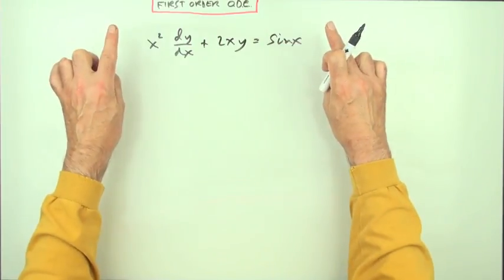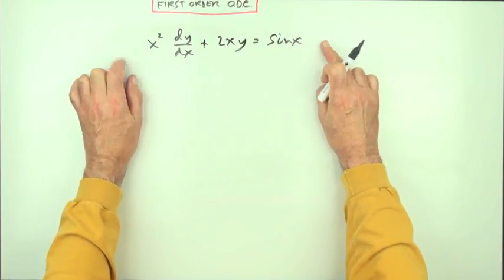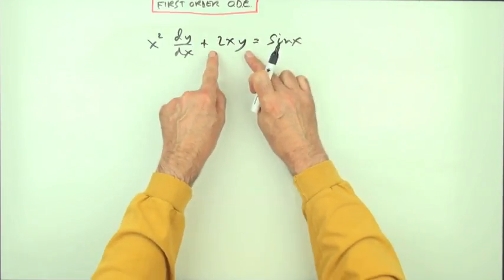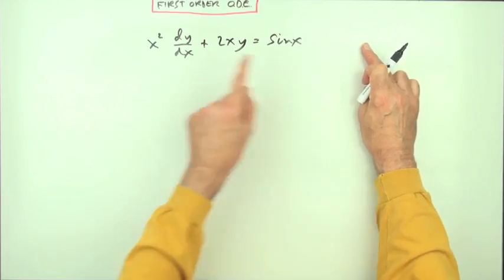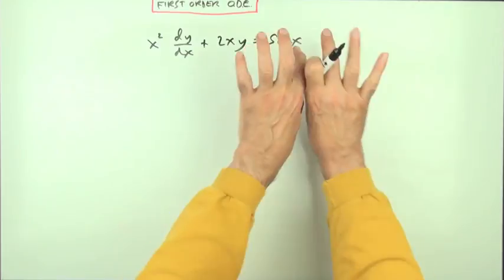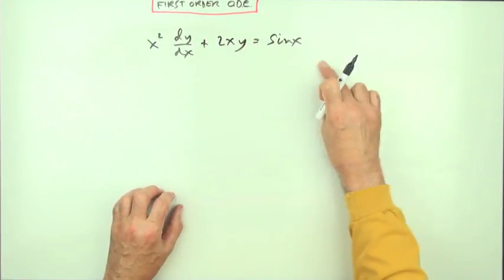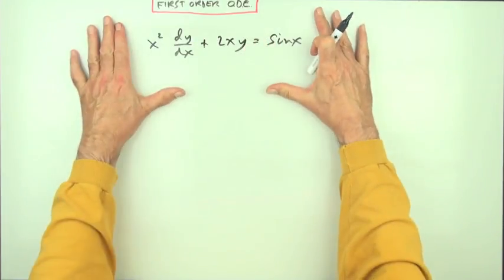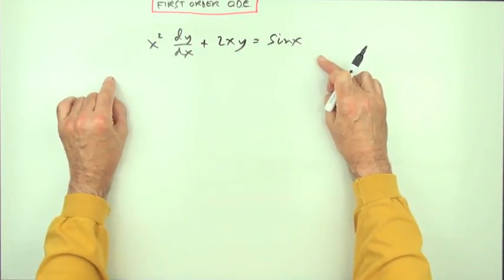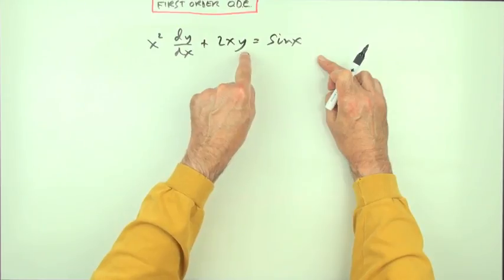Now, this is the other type. This can't be factorised. I can't take these across, sine x minus 2xy, and then divide by the x squared and somehow get a factorisation that will split them. I can't separate them. This is not separable, so the only way you can do ones that aren't separable are ones that are properly linear, which you recognise straight away because it's only got the one y.